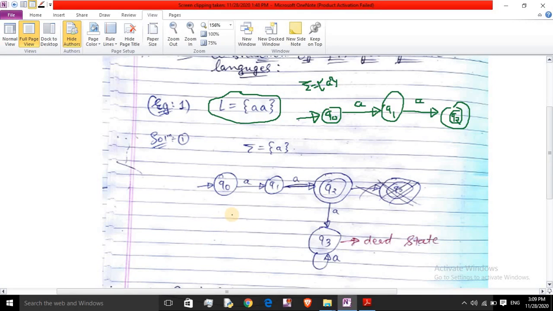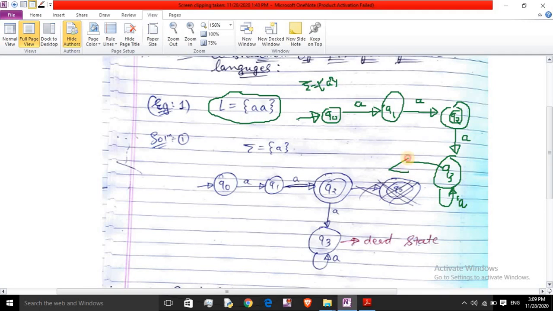Our machine should define all the transitions. If we get one more A, this machine will not accept the word and we will reach the dead state, which will be a next state like Q3. On getting any number of A's, we will remain in the same state. A dead state means one from where we cannot reach the final state. So this is called a dead state.